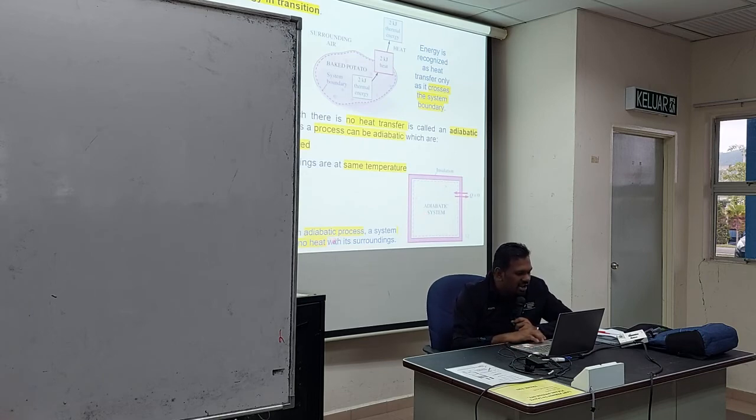So during an adiabatic process, the system exchanges no heat with its surrounding because it is well insulated. Macam gambar ni lah. So you ada insulation keliling. So no heat transfer. So kalau no heat transfer, Q adalah kosong. So meaning it is an adiabatic system. Bukan diabetic bukan diabetes. Ini adiabatic. Okay, so no heat transfer.